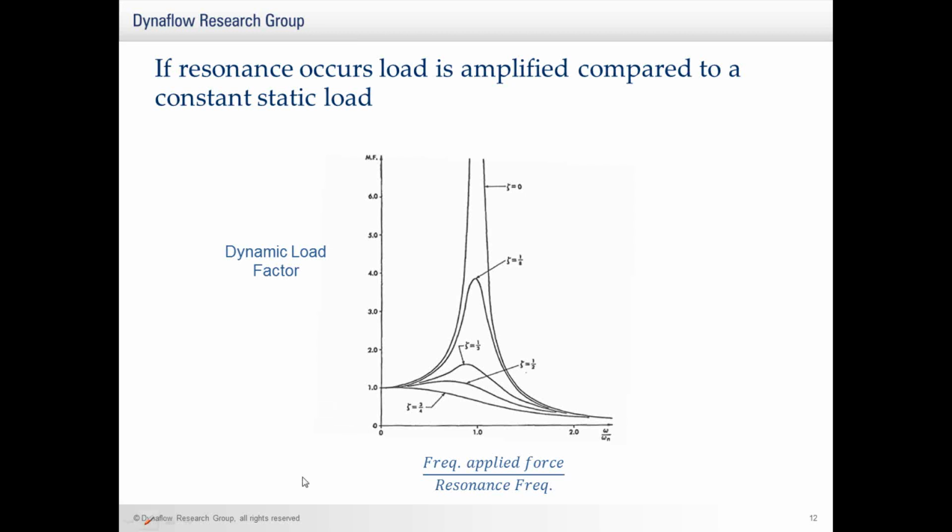Okay, and what you can see here on this graph, on the lower axis, is the ratio between the frequency of the applied force and the resonance frequency of the vessel. And you see, if these are coupled with each other, then there is a very large increase in the effect of the force compared to the effect if it was applied as a static constant load. This is called the dynamic load factor. How large this dynamic load factor is depends on the structural damping in the vessel. But typically factors of up to 5 are possible.